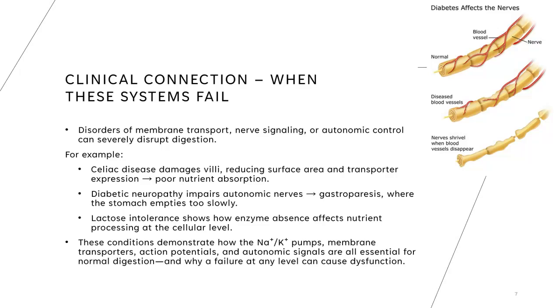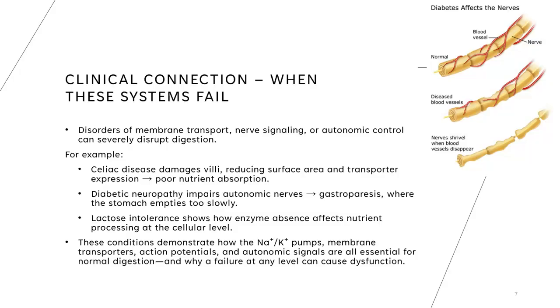The next one is diabetic neuropathy, which impairs autonomic nerves, specifically causing gastroparesis, where the stomach empties too slowly. Next one is lactose intolerance, which shows how enzyme absence affects nutrient processing at the cellular level.